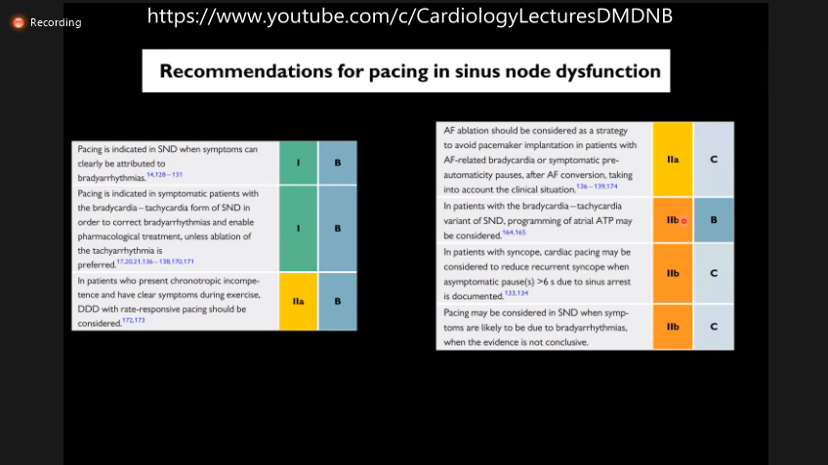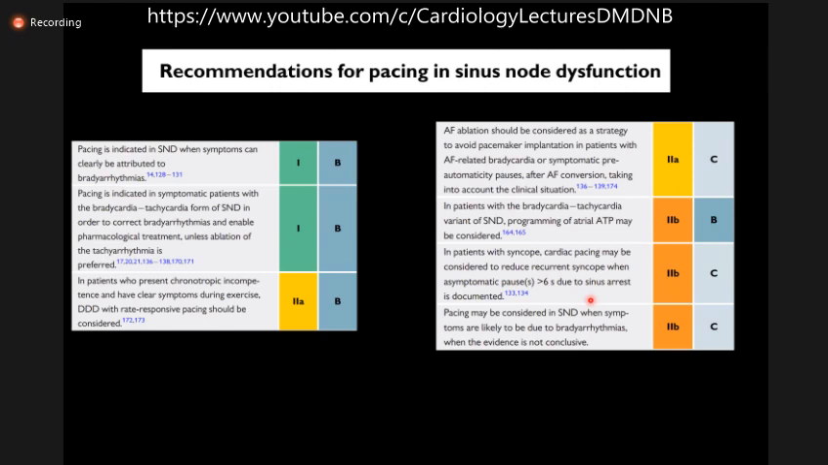But what about patients who have syncope? In patients with syncope, cardiac pacing may be considered to reduce recurrent syncope when asymptomatic pauses due to sinus arrest are documented. So these are patients where you may have an asymptomatic pause documented, perhaps on ambulatory ECG monitoring, of more than 6 seconds due to a sinus arrest. The recommendation is of class 2B C in this regard for patients who have this finding documented on the ambulatory ECG monitoring.